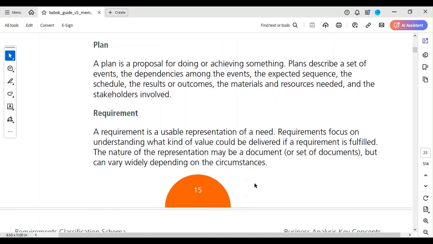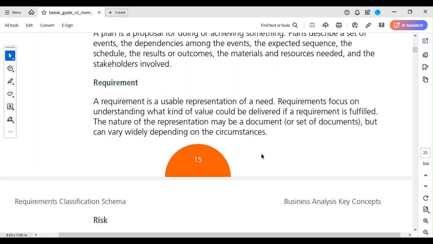And yeah, requirement. A requirement is a usable representation of a need. So when you now have that need, oh, we need more clicks, someone will come up with a requirement. So this is what you need as a user. As a user, I need to log into the system and so on. We'll still get there. Requirement focuses on understanding what kind of value could be delivered if a requirement is fulfilled.